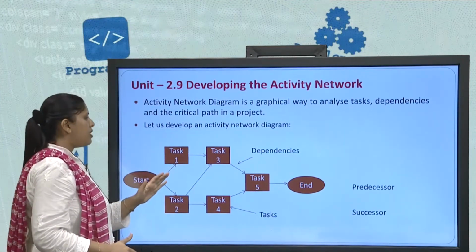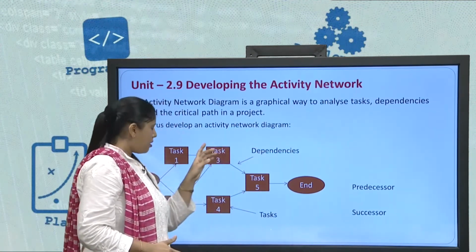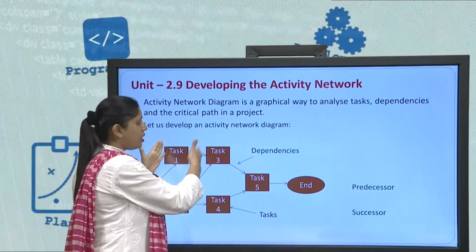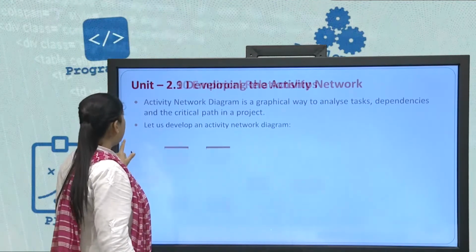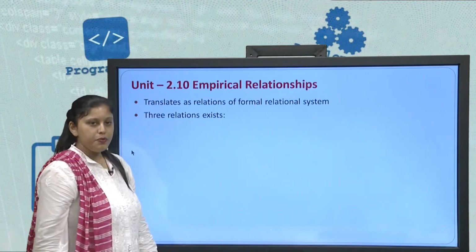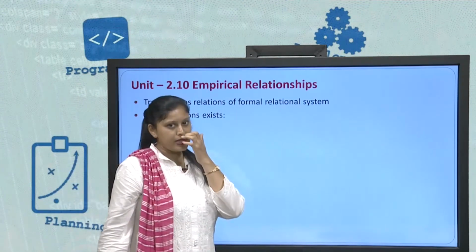It is very much mandatory that you reduce the dependencies. It is a good coding practice if you can reduce the dependencies of individual tasks. Let us now see 2.10, which is empirical relationships. It translates all the relations of formal relational systems.